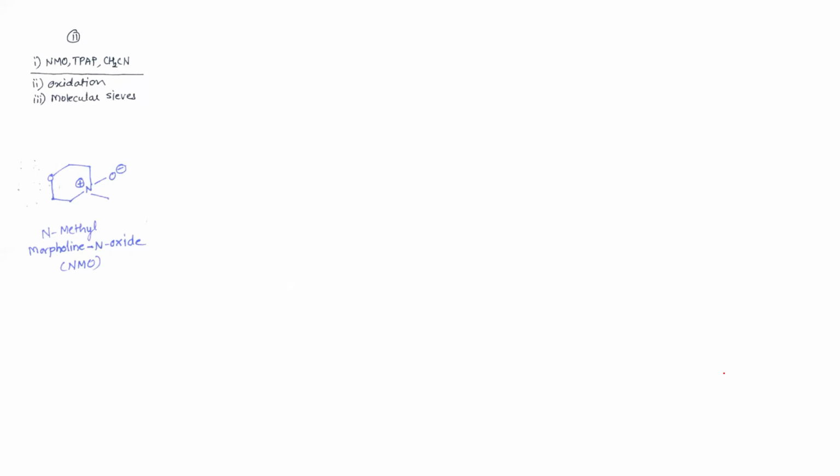Okay, now the next task is we are going to allow it to react with NMO. NMO is nothing but N-methylmorpholine N-oxide, which is a good solvent for the reaction. Then we are going to use TPAP, that is nothing but tetrapropylammonium perruthenate. This perruthenate is also known as the Ley-Griffith reagent. And finally CH2CN, cyanide हमने use किया. So all these combinations are going to give us the oxidation.